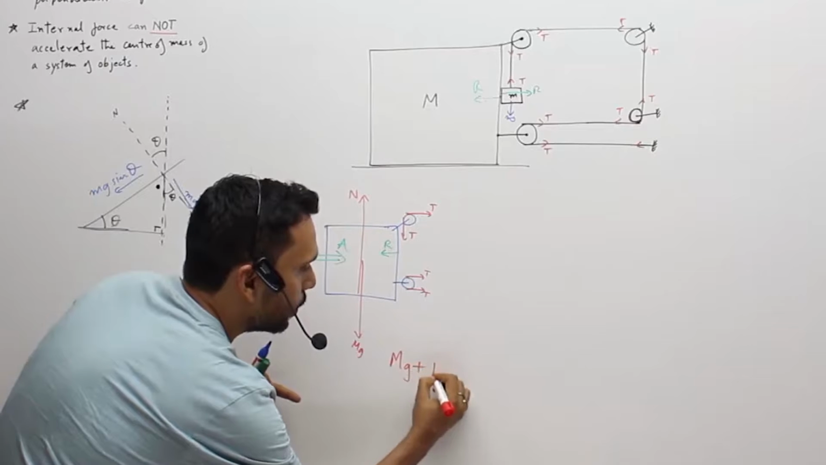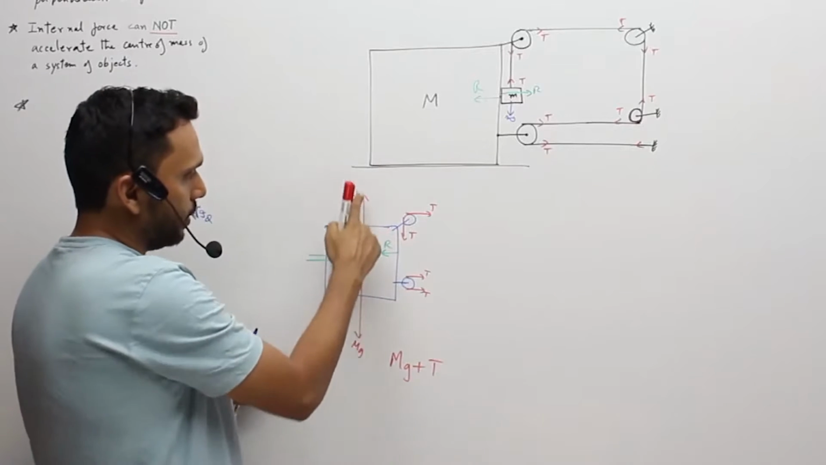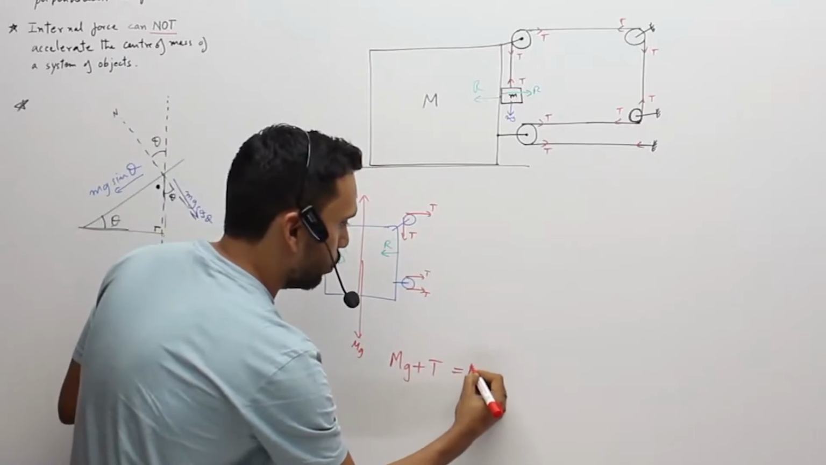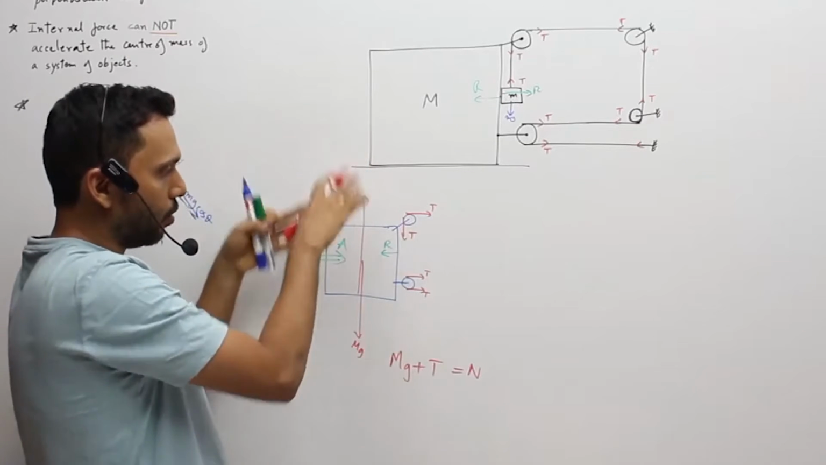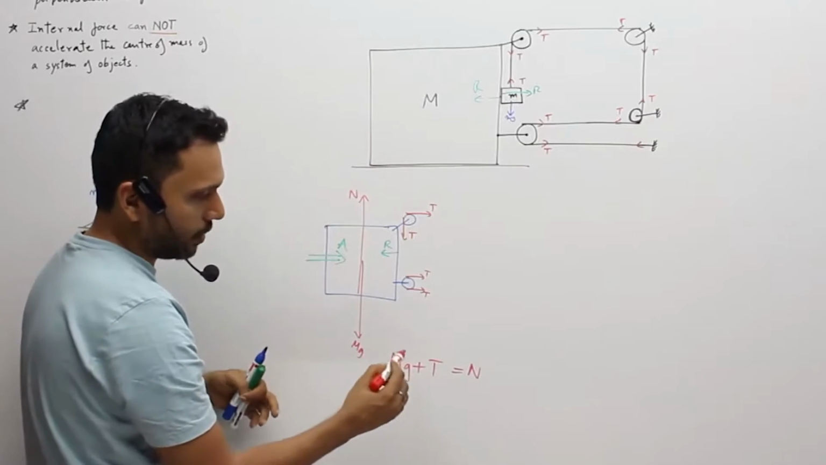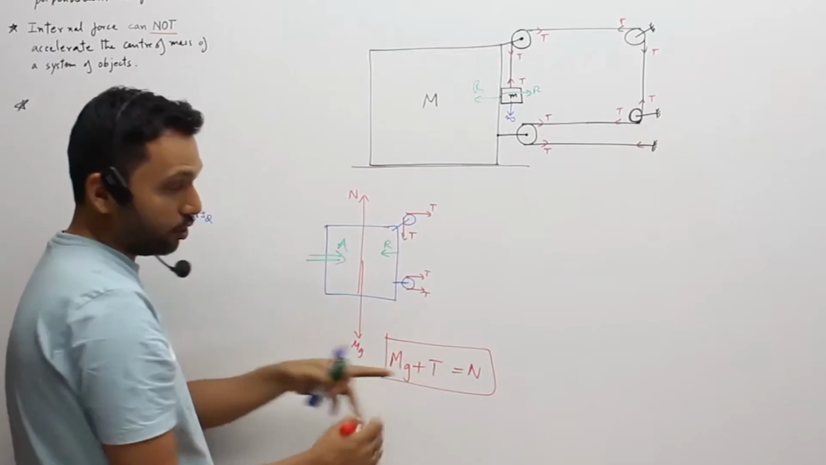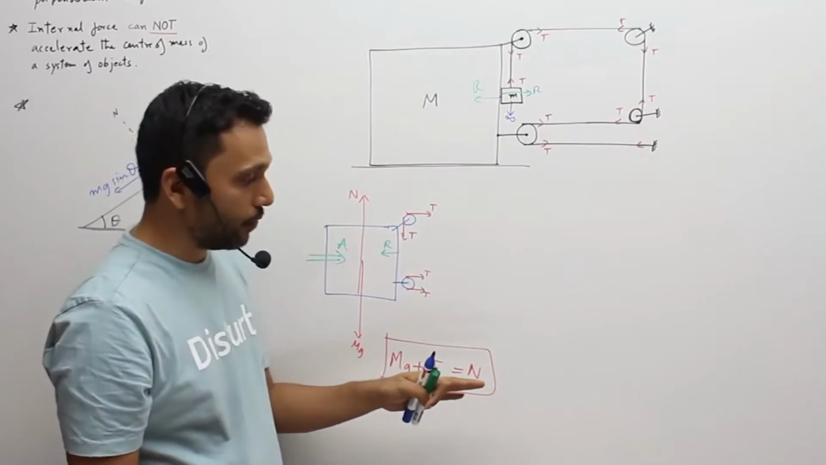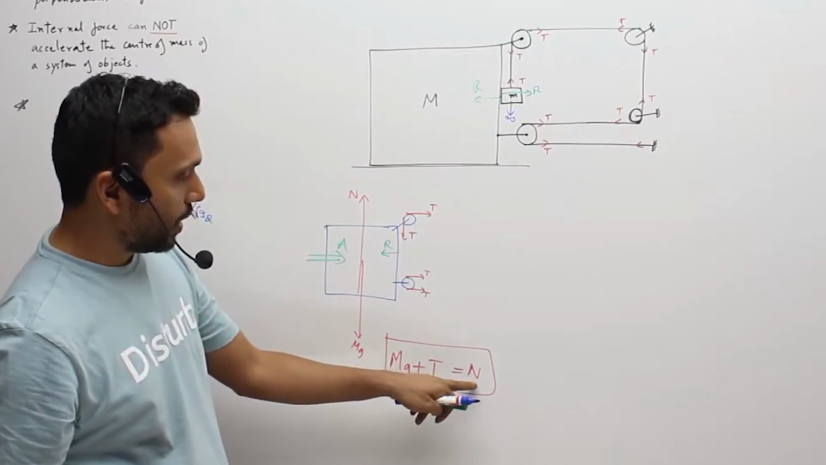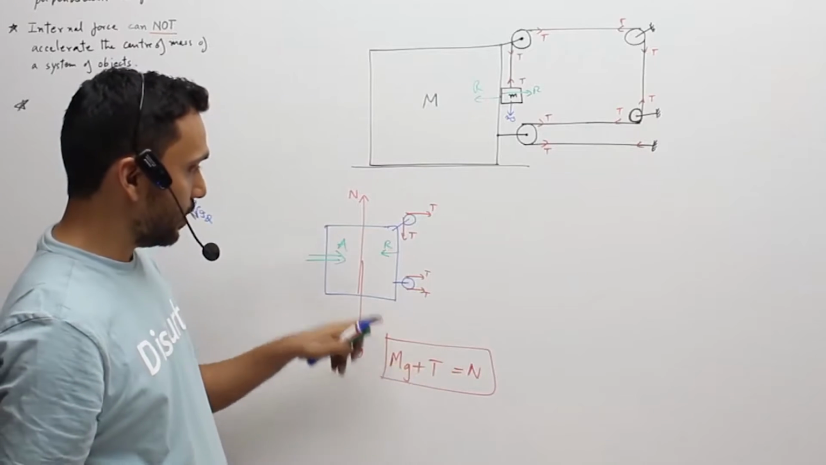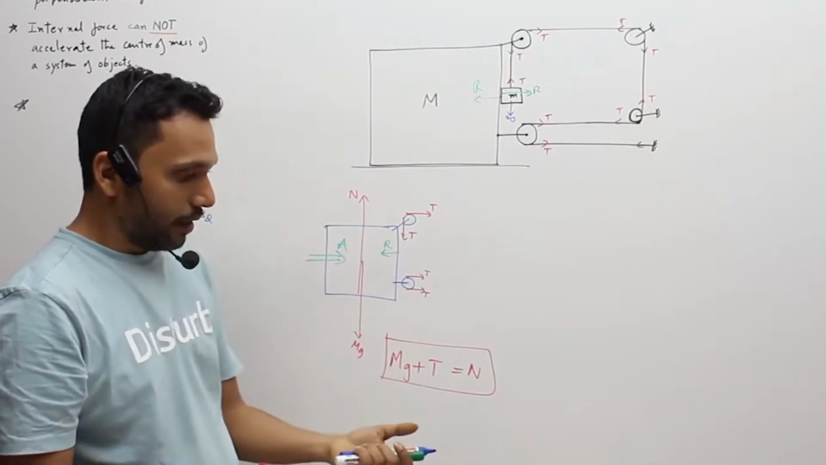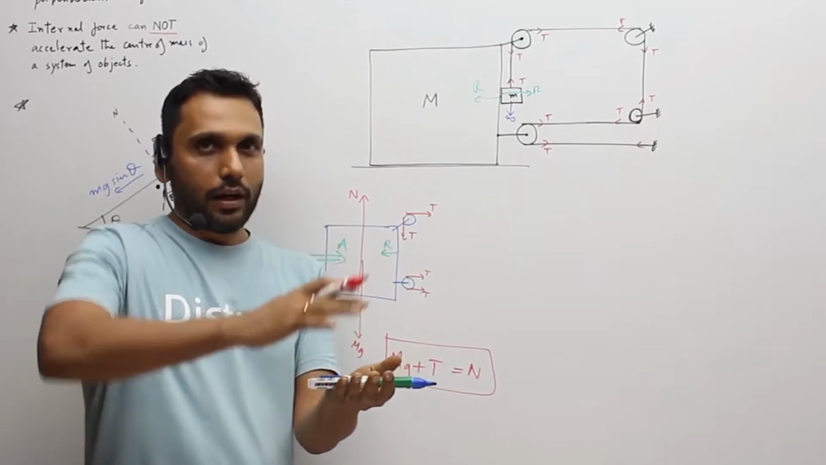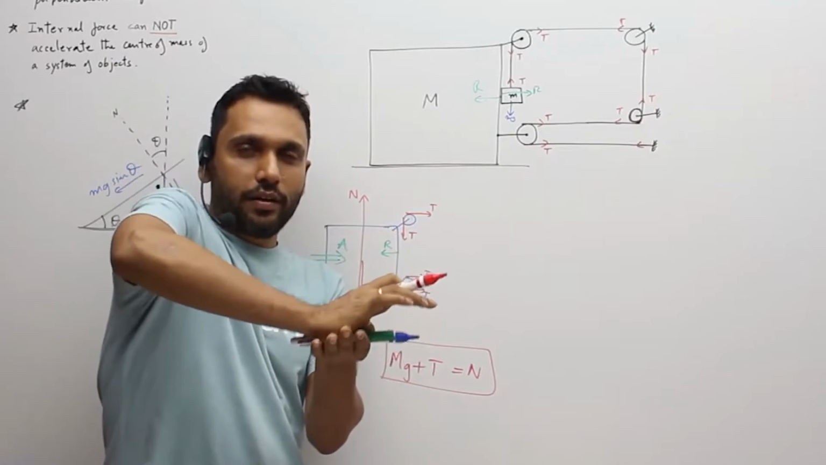We have mg down, we have T down. We have two downward forces, so that is mg plus T, both downwards, and there is one upward force, which must be equal to N, because the body is neither jumping up nor going down. So what we see over here is that the normal reaction is not mg. That is what we have been emphasizing earlier also. Normal reaction may not be mg. In this case it is mg plus T.